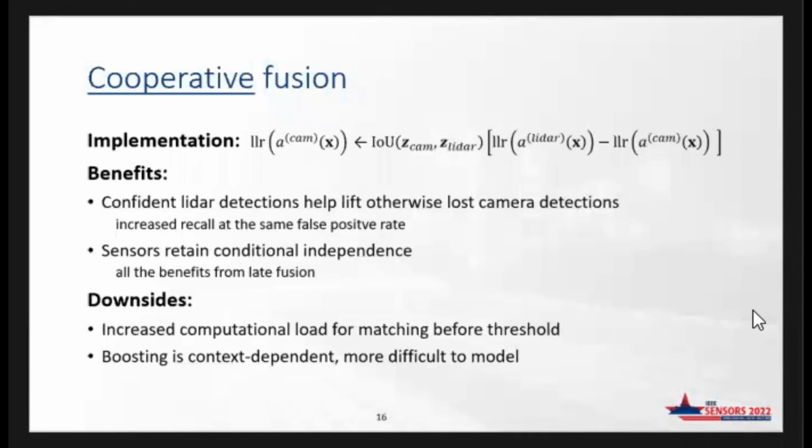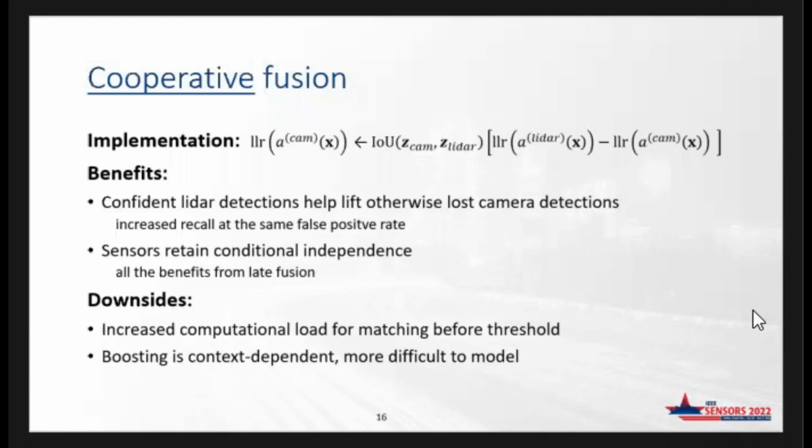And because we implement this in a late fusion framework, basically the sensors remain conditionally independent. So we can apply all the Bayesian probabilistic reasoning later in the tracking. And it also retains all the benefits of late fusion, like the robustness to sensor failure.